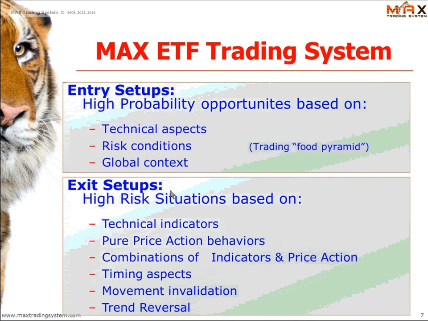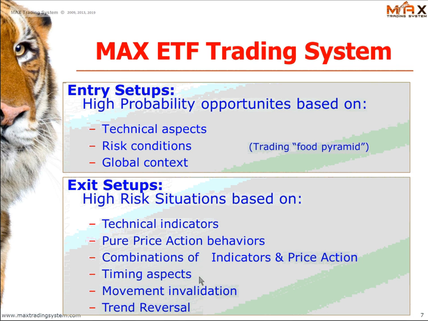And so we have several types of exit setups. We have exit setups based on technical indicators. We don't trade the indicator, but we use the indicator to pinpoint as fast as possible when we have these kinds of risky situations. We use also exit setups based on pure price action, and we may use a combination of both price action and indicators.